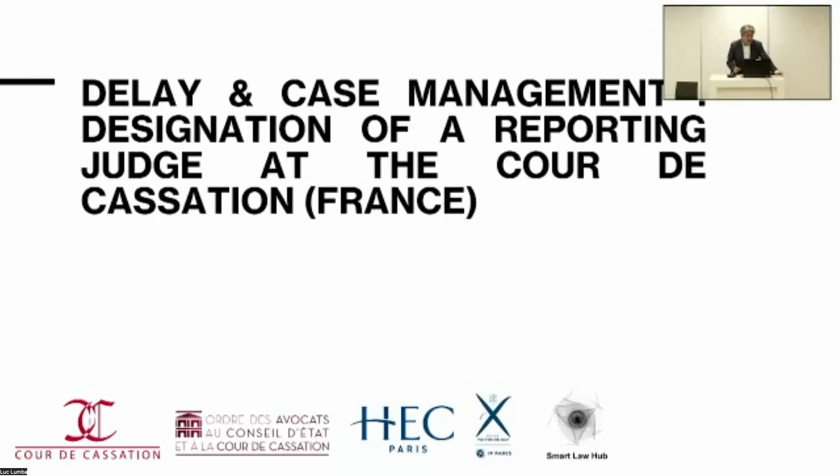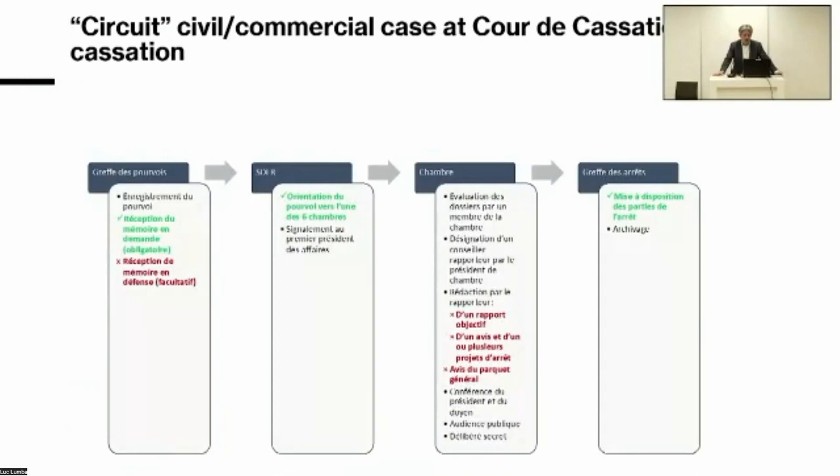In this case, it concerns the Cour de Cassation, but of course you can imagine a solution like this for other levels of jurisdiction. When a lawyer or an attorney brings a case in front of the Cour de Cassation, he will bring what is called a mémoire ampliatif. This mémoire ampliatif will be analyzed by the administration in order to decide who should be the reporting judge. It takes a lot of time for the administration to look at the case, to understand the case, and to finally find the right reporting judge.